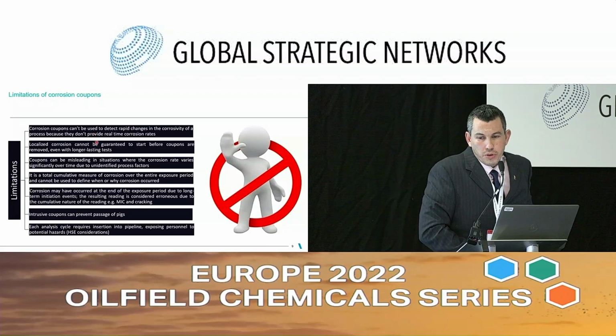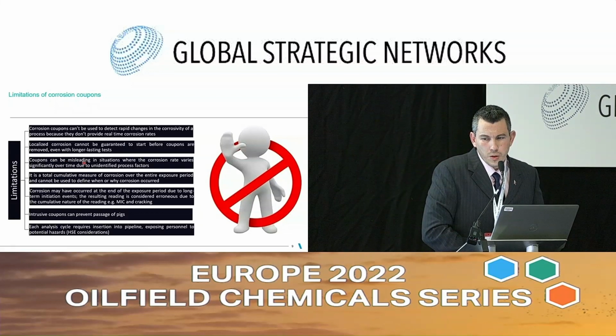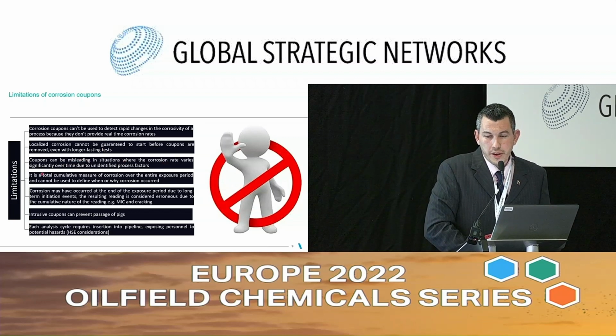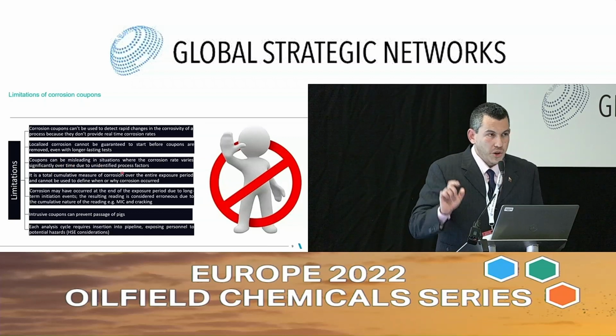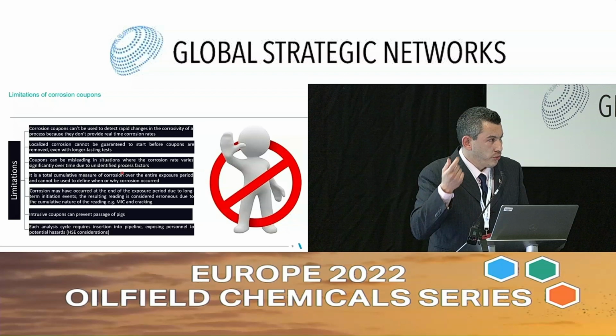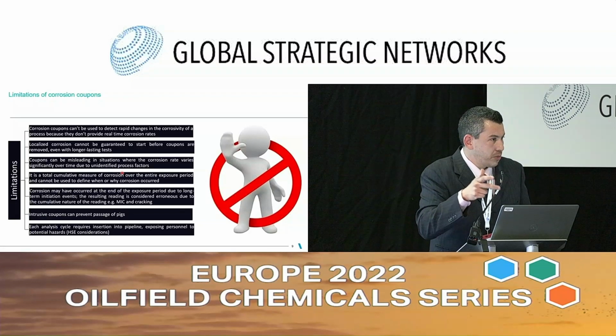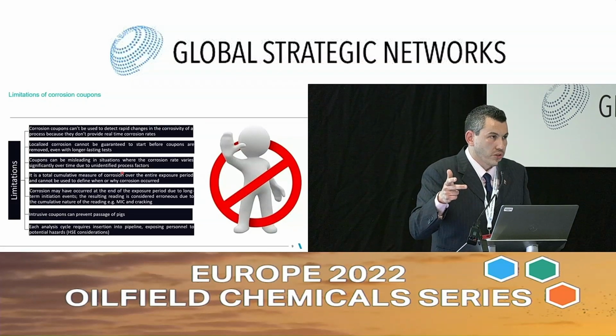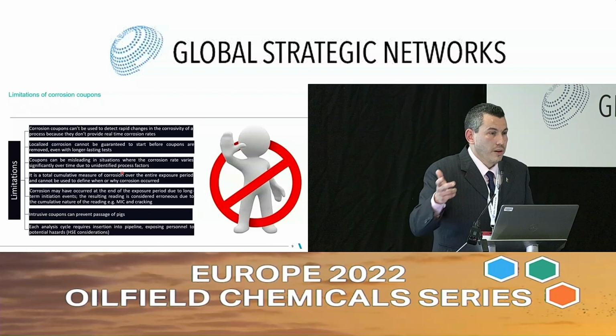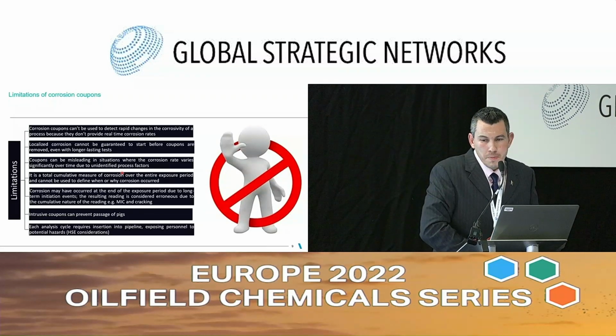You can't monitor localized corrosion as well, or at least you can only find it before coupons are removed, even with a longer lasting test. Coupons, I already explained this one, can be misleading in situations where the corrosion rate has big differences because of the time that they are installed and then retrieved. Maybe the corrosion happened in the last, let's say, one or two weeks because of an offset in the process. And then you think that you have everything under control, but it's not the case.